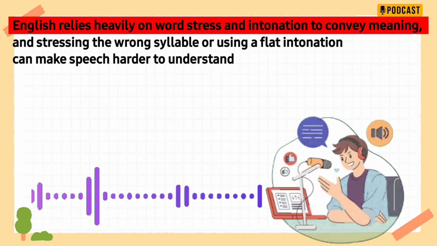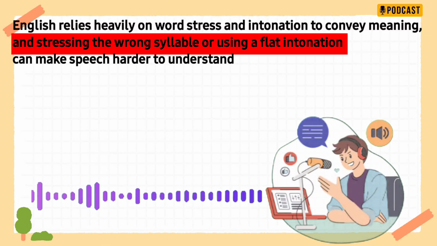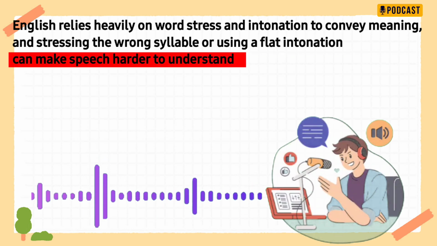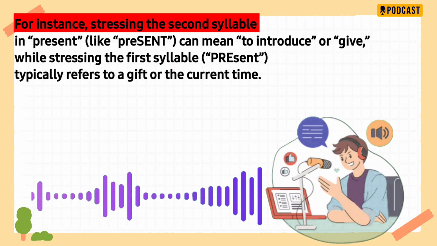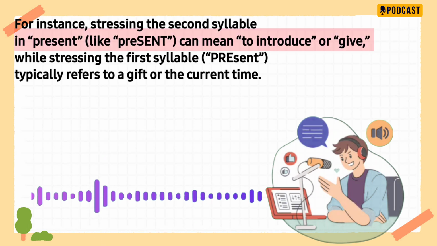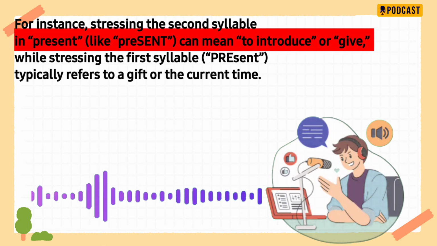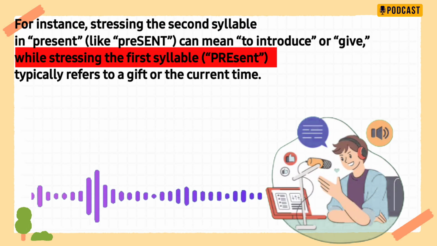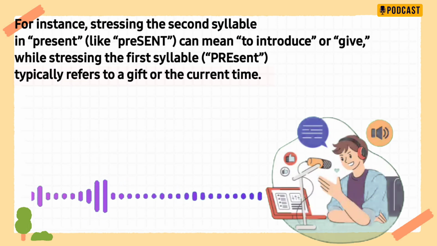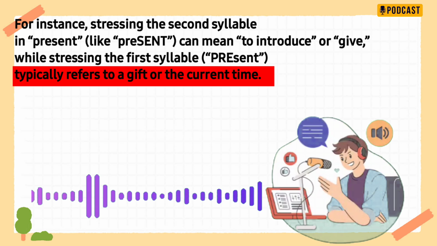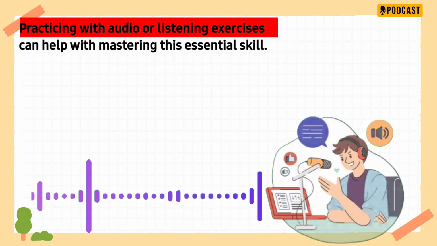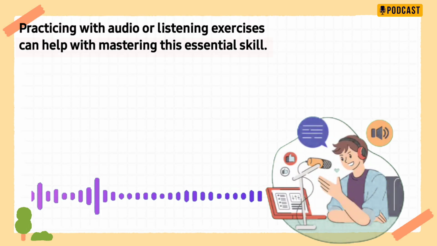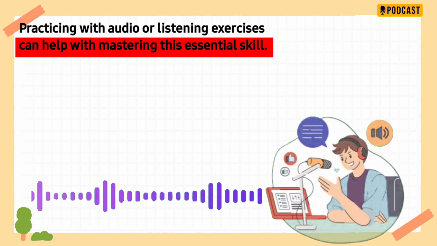8. Incorrect word stress and intonation. English relies heavily on word stress and intonation to convey meaning, and stressing the wrong syllable or using a flat intonation can make speech harder to understand. For instance, stressing the second syllable in present can mean to introduce or give, while stressing the first syllable, present, typically refers to a gift or the current time. Practicing with audio or listening exercises can help with mastering this essential skill.